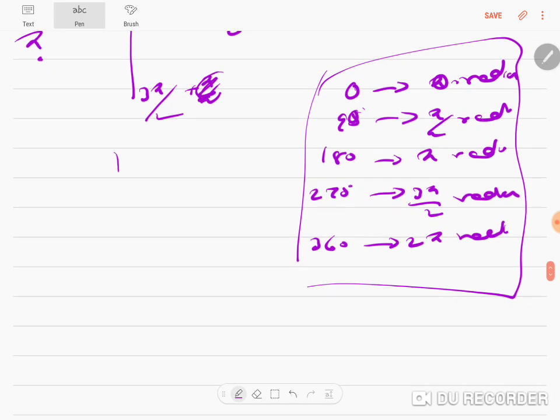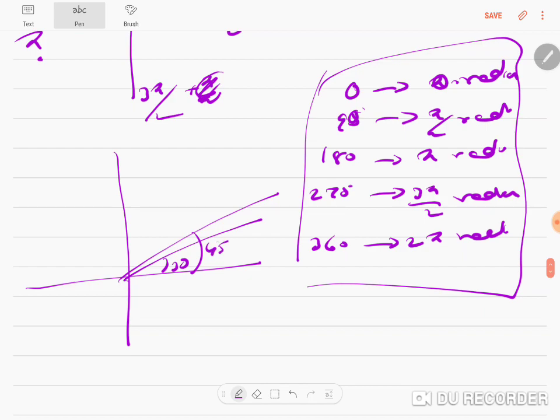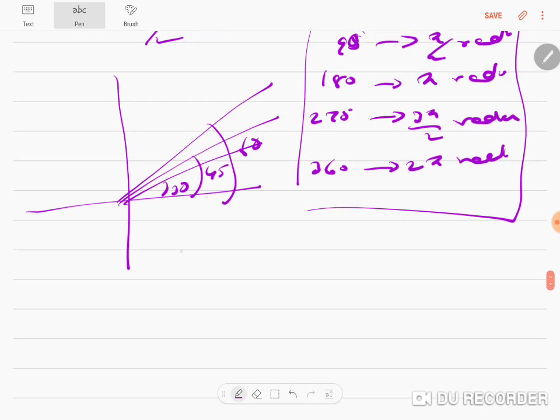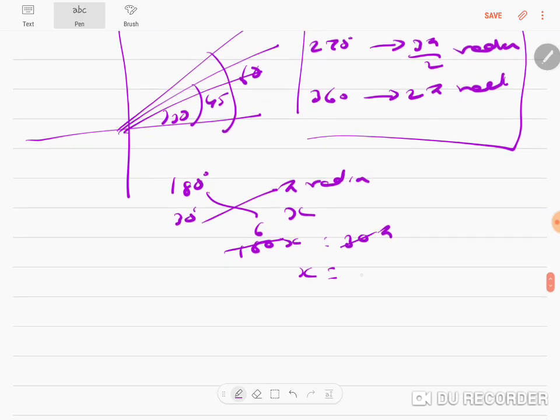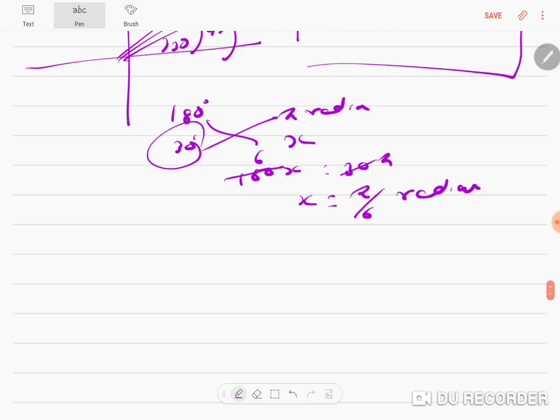Then what about a 30 degree? What about a 45 degree? What about a 60 degree? It's the same. Write it, 180 degree is pi radian. What will be 30 degree? 180 x is equal to 30 pi. So, x is equal to pi by 6, correct? So, 30 degree is pi by 6 radian.